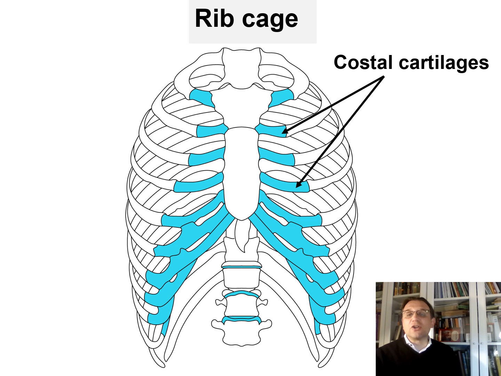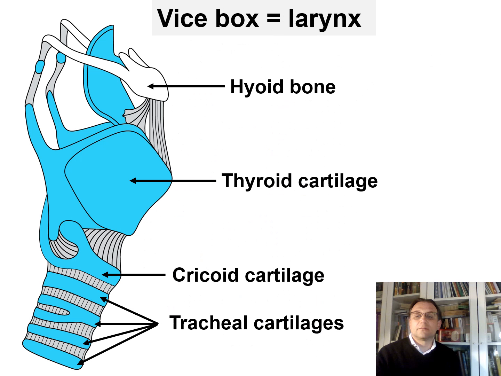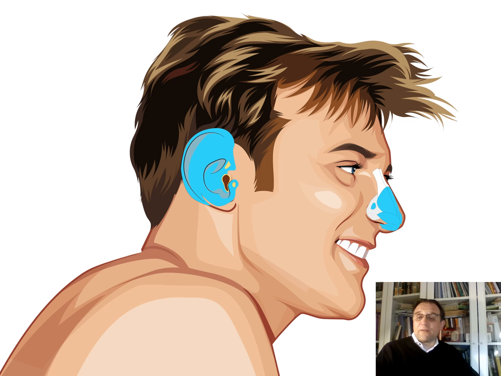We find cartilage in rib cage. Costal cartilages, here they are, colored blue. Your voice box is made of cartilage. Another good word to use for voice box is larynx. Where else do we find cartilage? How about nose, ears?